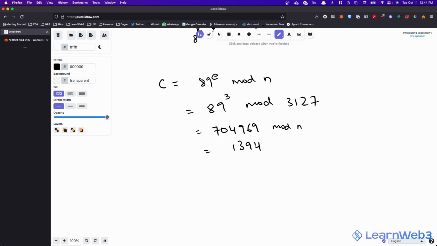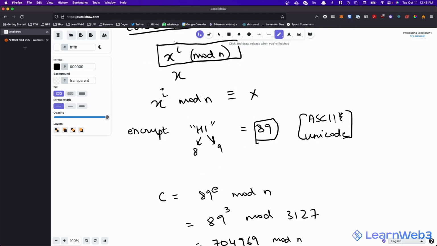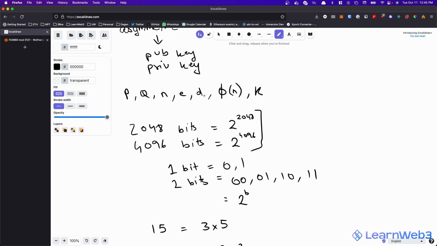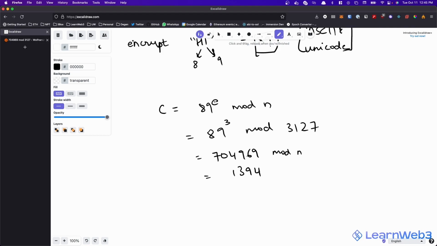Okay, so the person who wanted to send a message to the owner of the private key, let's say I'm the owner of the private key and you want to send me the message hi. You take my public key, this e and n are both parts of my public key.